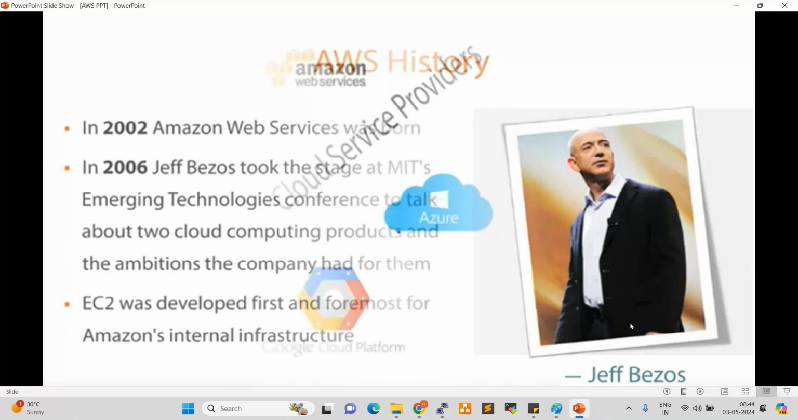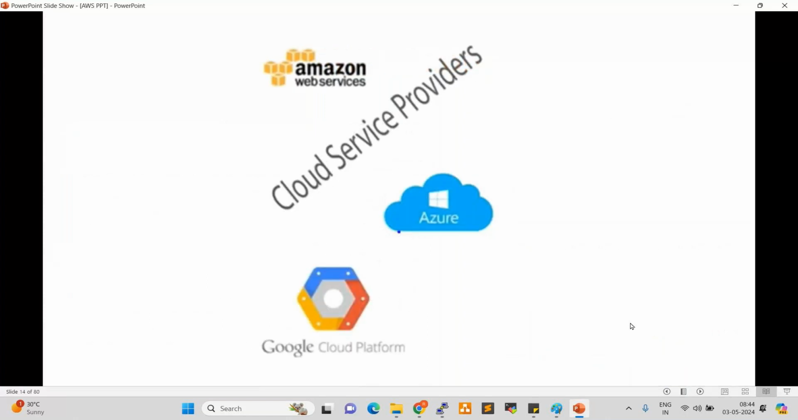These are the topmost clouds: Amazon Web Services, Microsoft Azure, and Google Cloud. Currently, Amazon occupied 33% of the market share, Azure occupied 18%, Google Cloud occupied 9%. So Amazon is the topmost leader. 90% of the organizations are using Amazon Web Services, and along with it Azure and Google Cloud are also used. Currently these three are very popular.